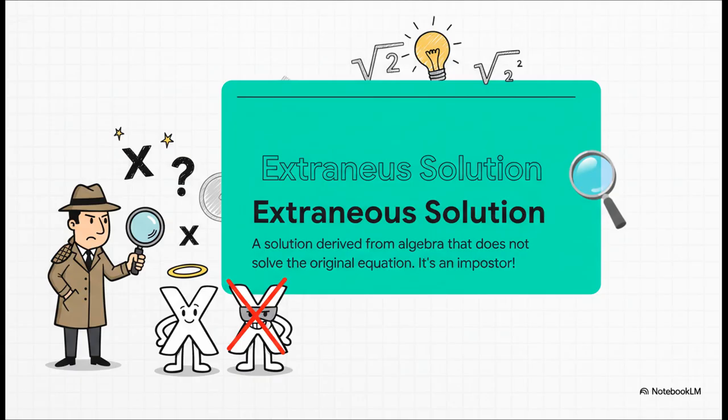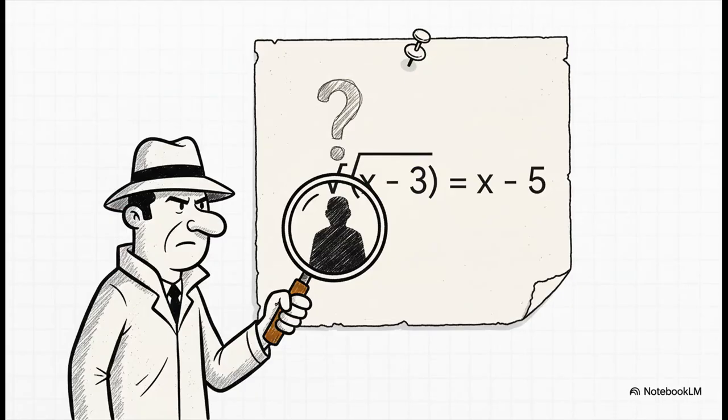It's a number you get by doing all the algebra perfectly right, but when you go to check it, it just doesn't work in the original equation. It's a total imposter, created by that very act of squaring. Okay, time for a new case.